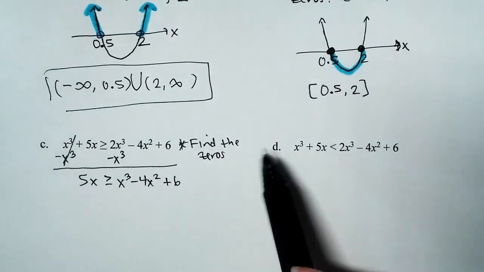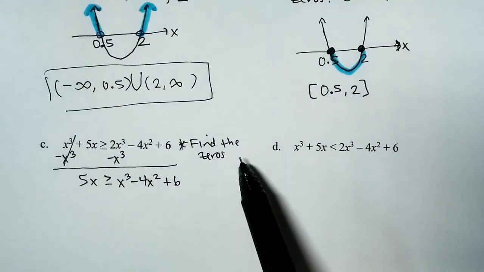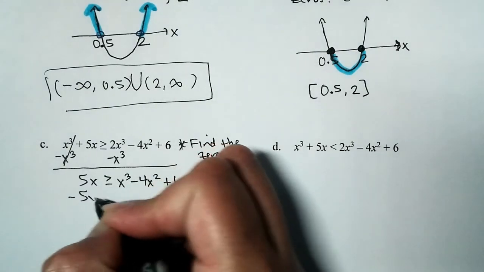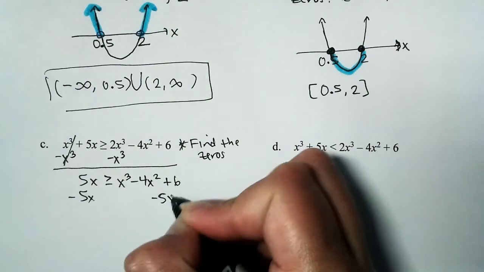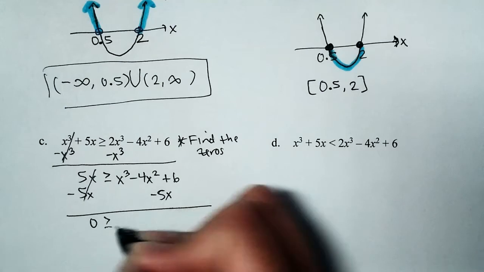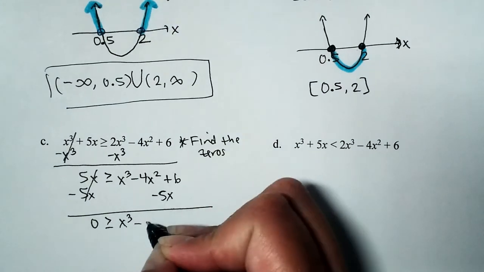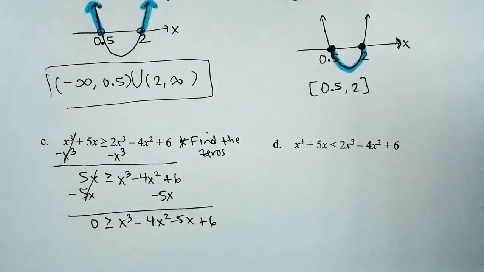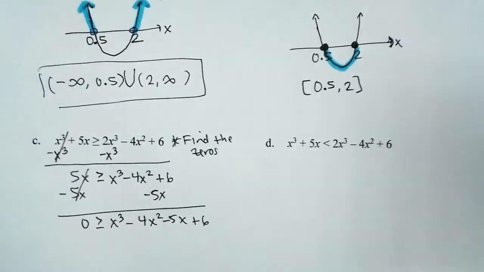So again, if we want to find the zeros, if we want to know what makes it a 0, let's go ahead and set it equal to 0. So let's subtract 5x from both sides. When we do, that will give us 0 is greater than or equal to x cubed minus 4x squared minus 5x plus 6. Fantastic. So we have set it equal to 0.